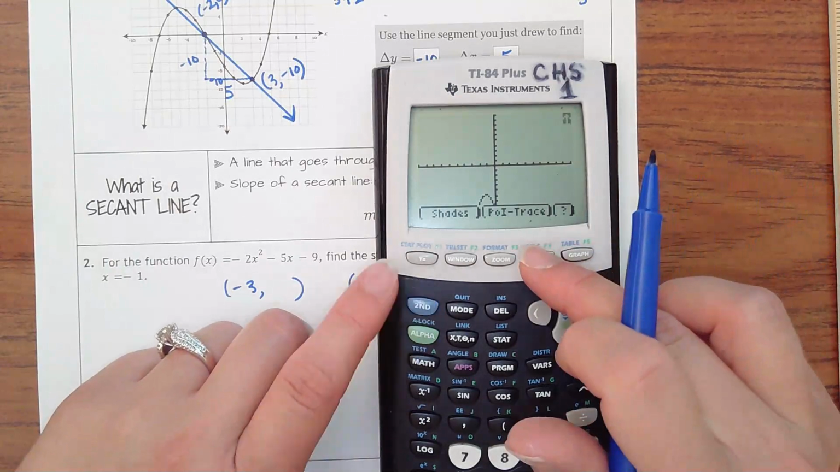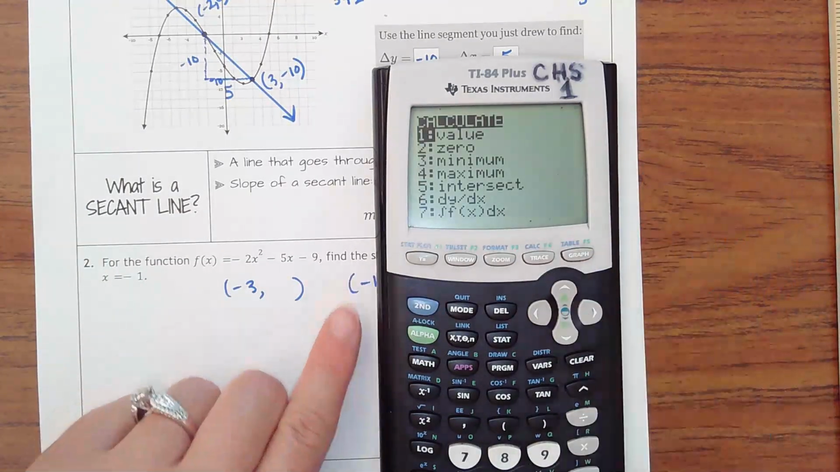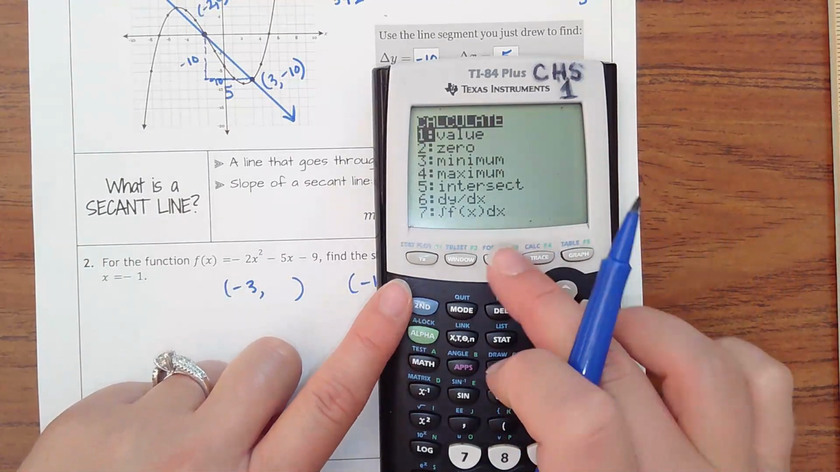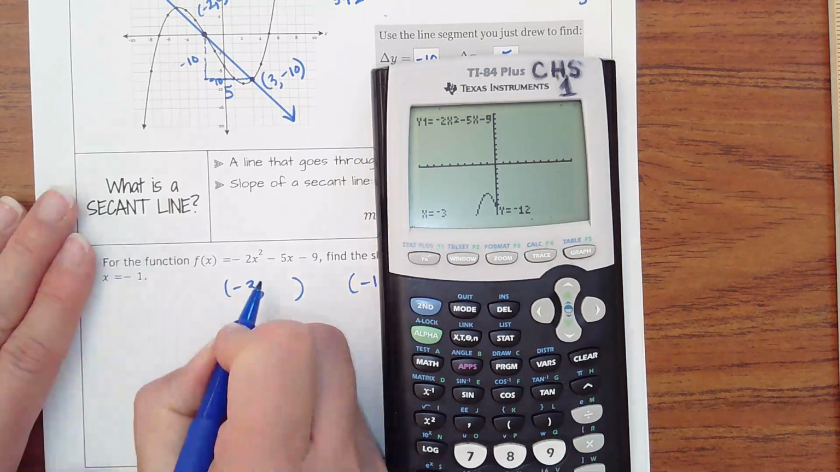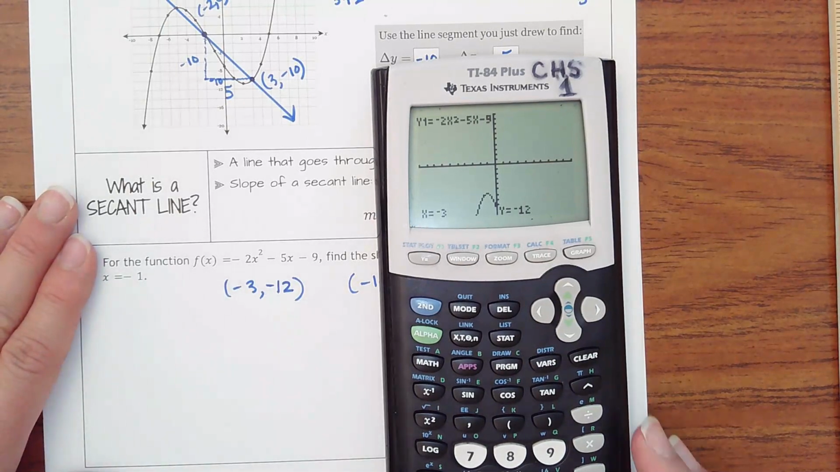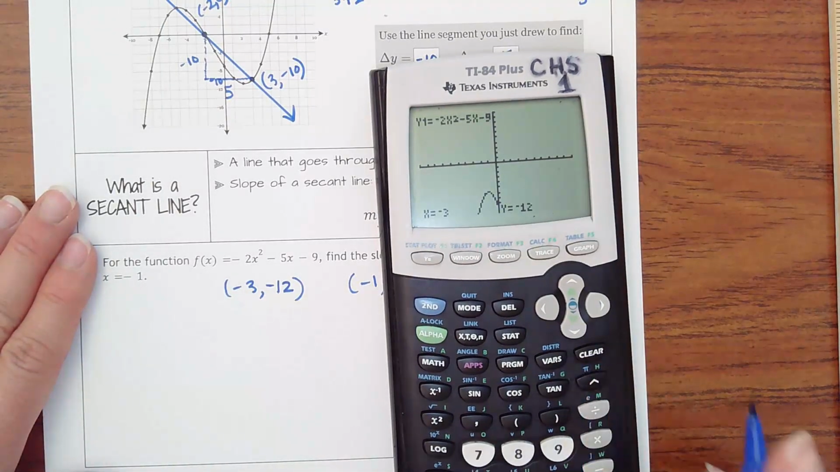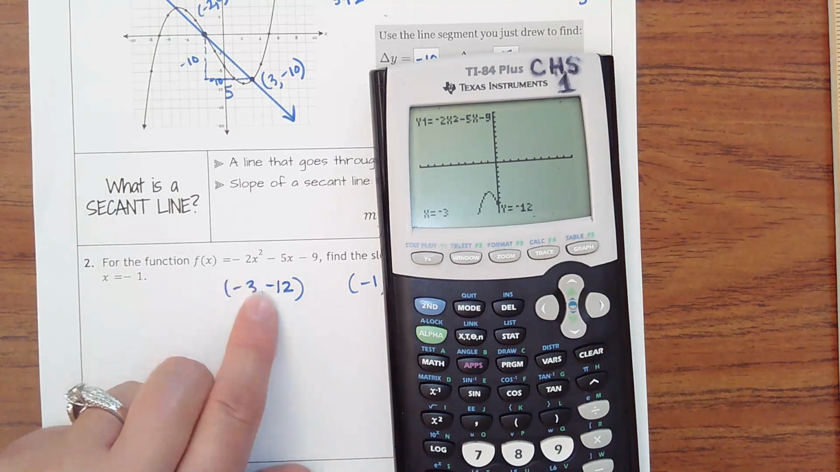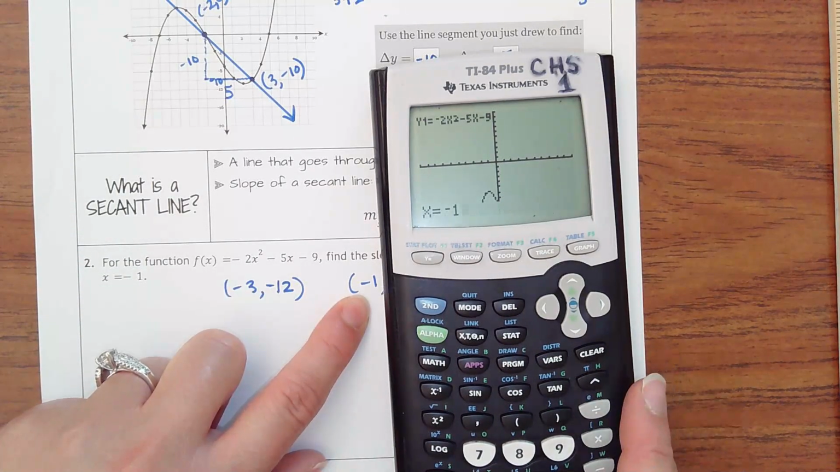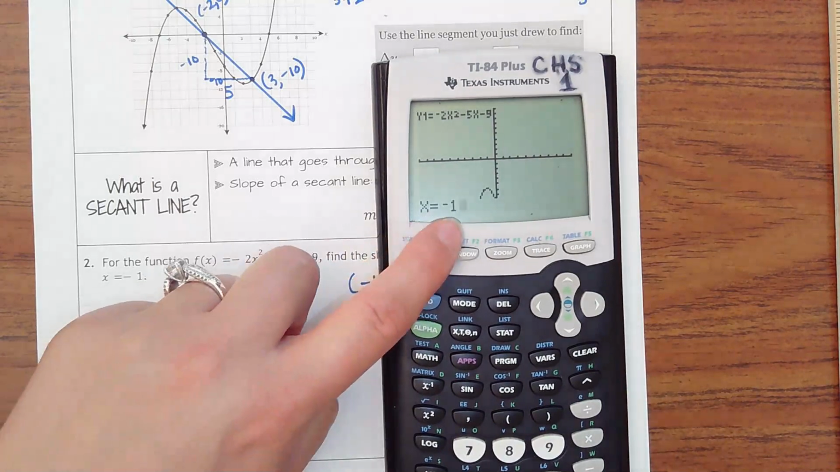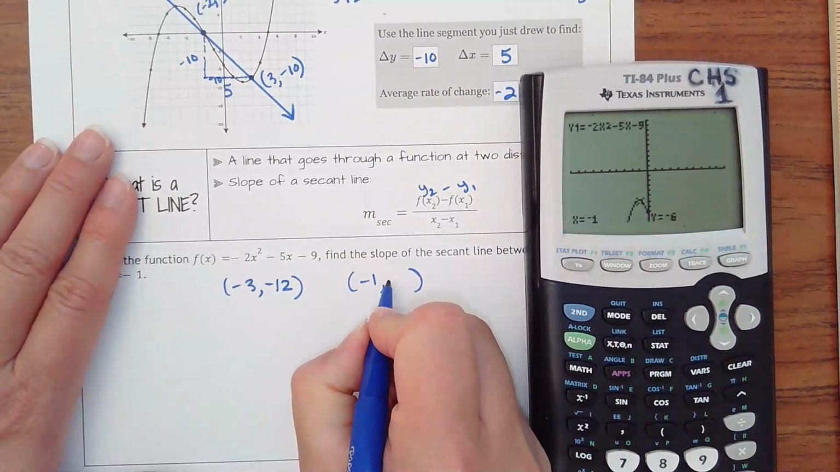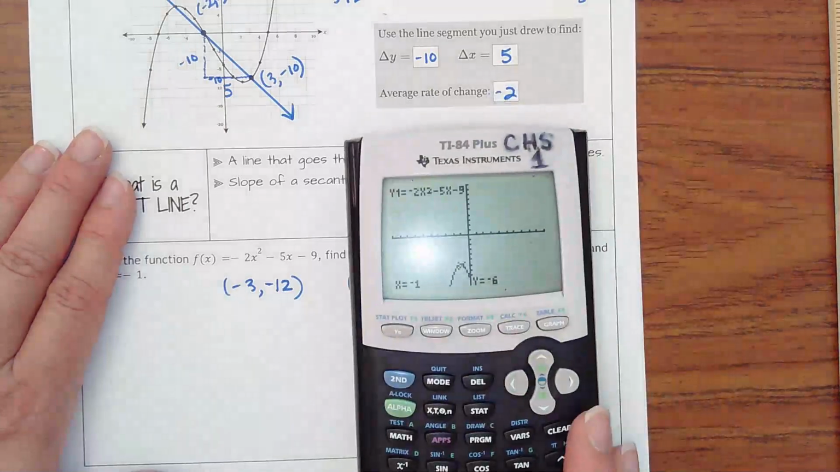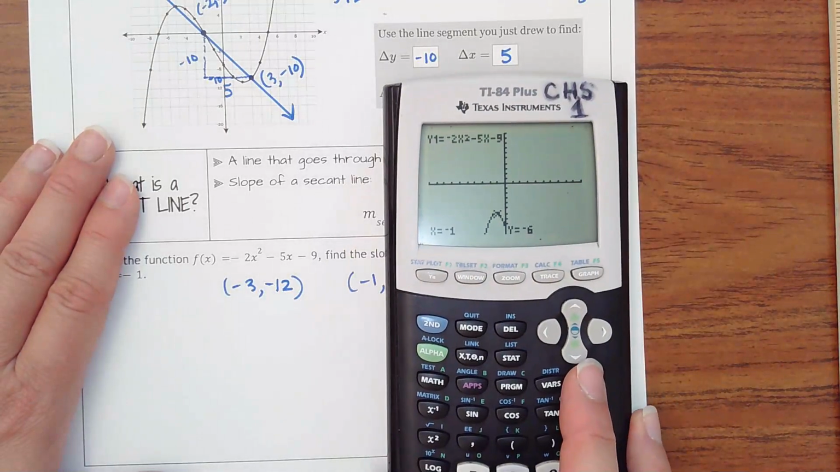But then I could go second trace, calc value, and when x is -3 is what I type in, hit enter, and it'll tell me y is -12. So it actually tells me the y value when x is -3. I could do it again. I can just type -1, and that says x equals -1, and the y value is -6. So that's one thing. You could put it on your graph. You could do this on Desmos as well.